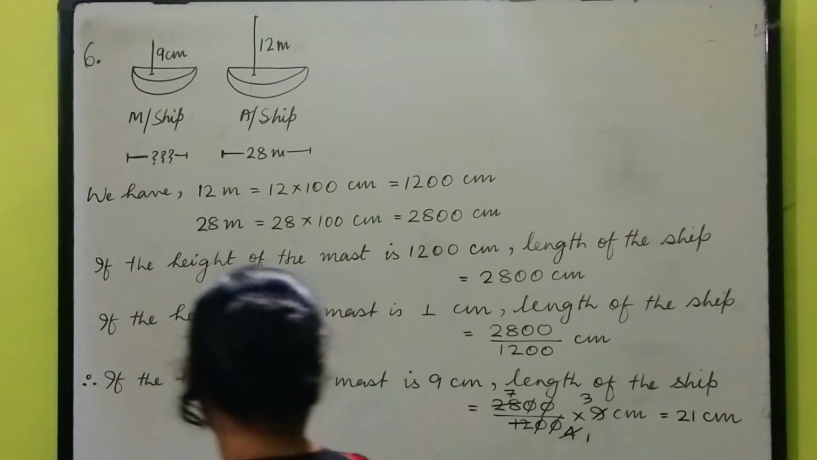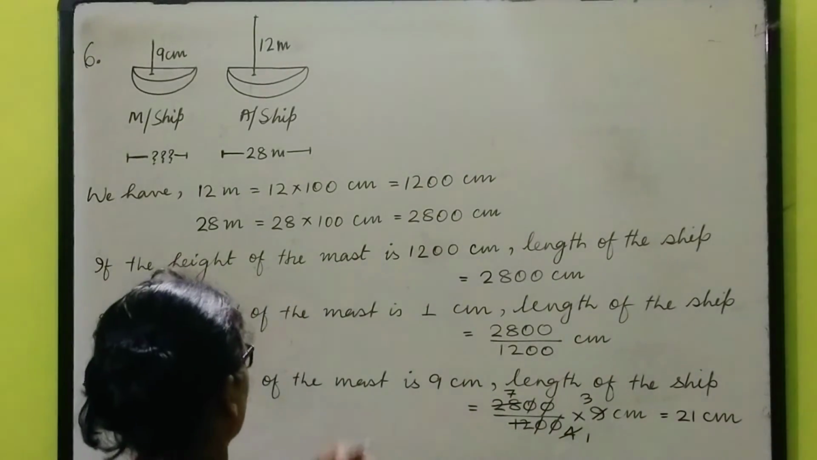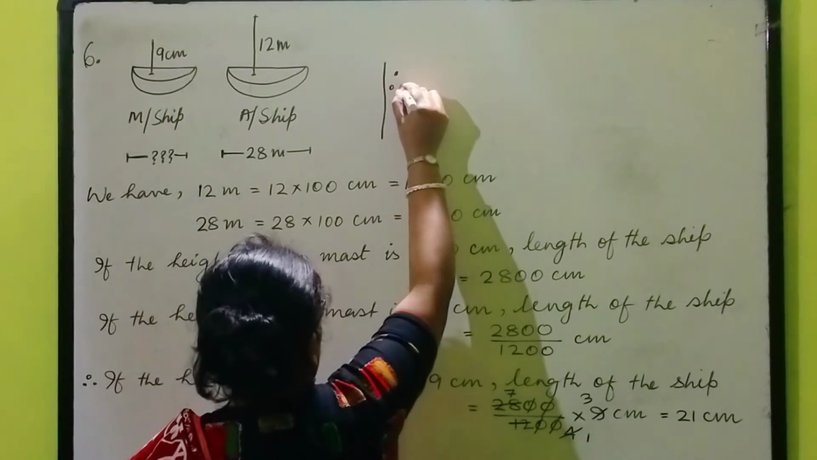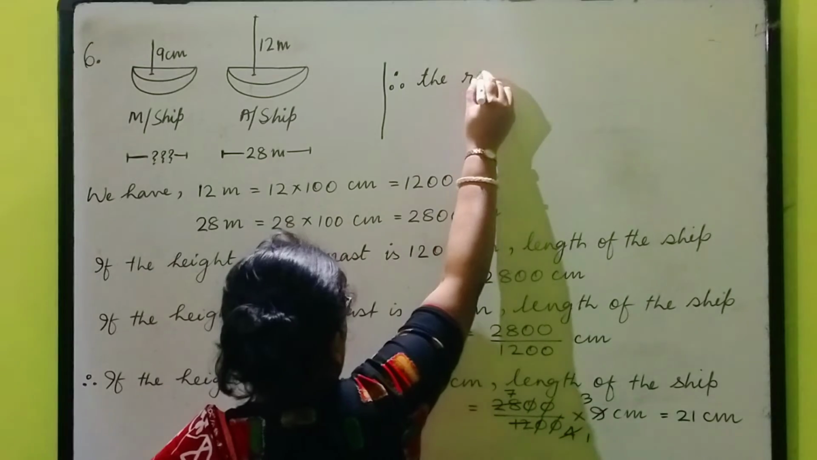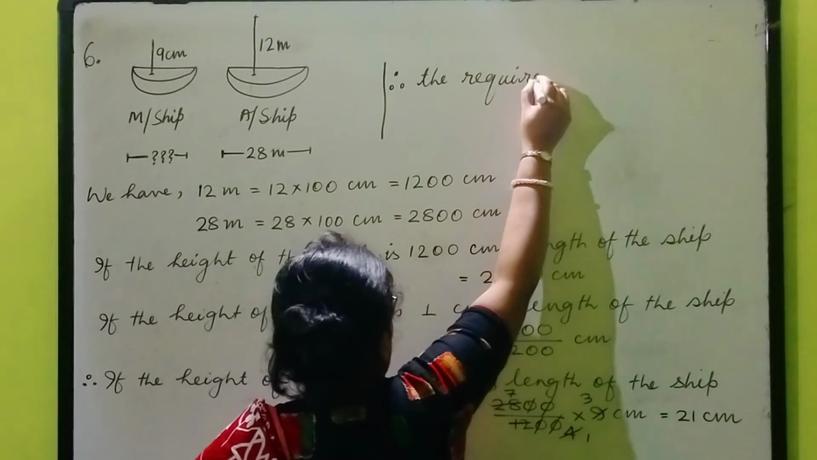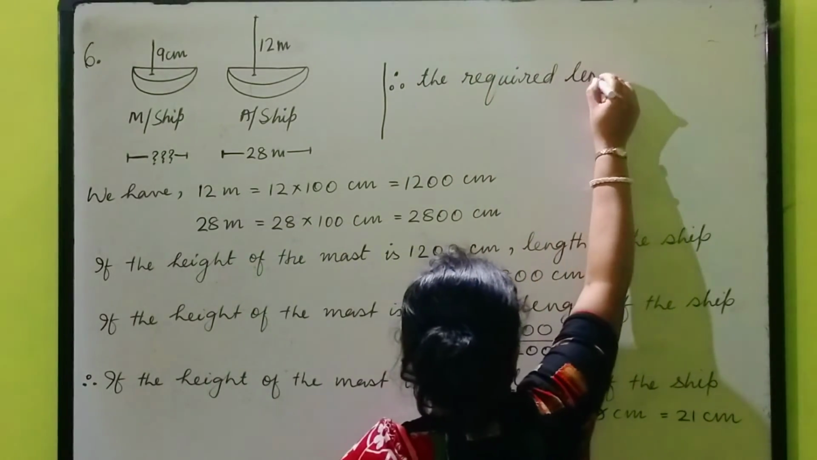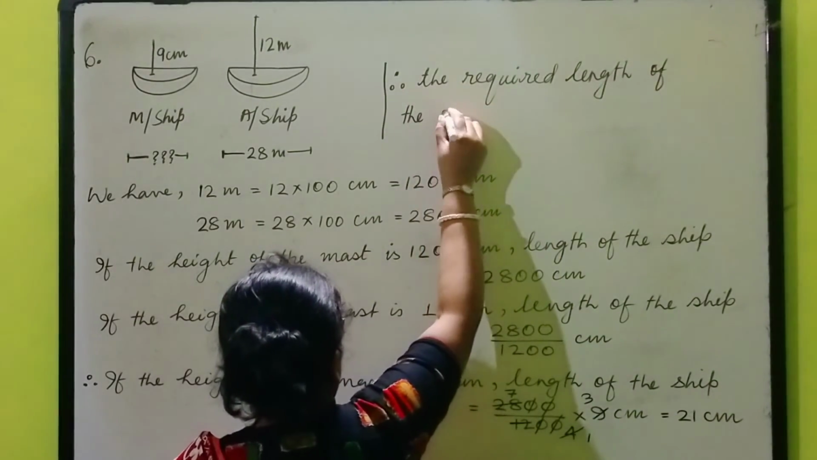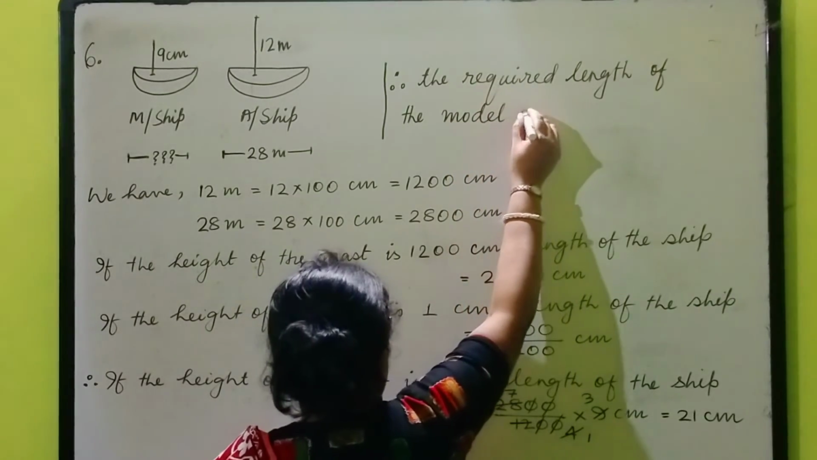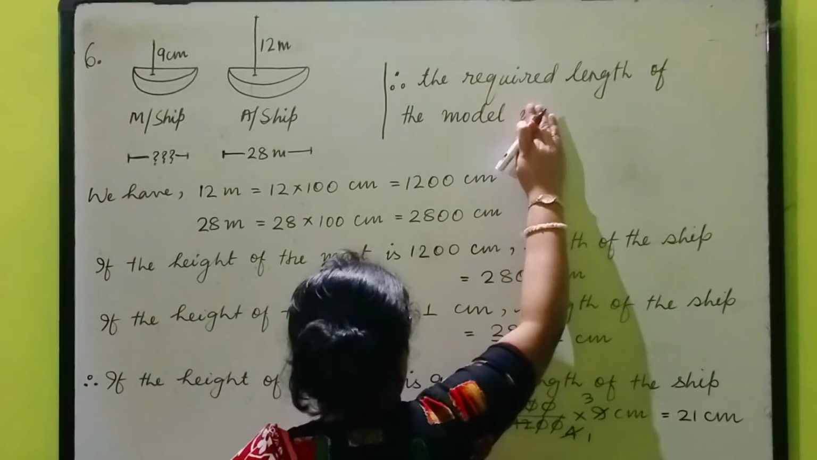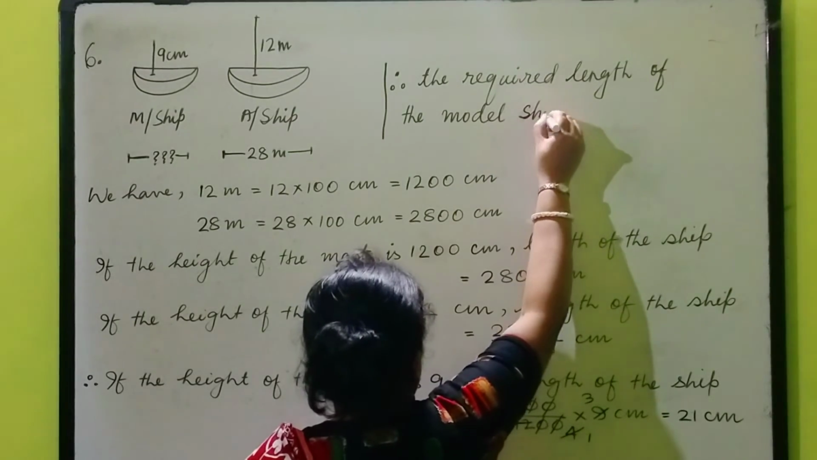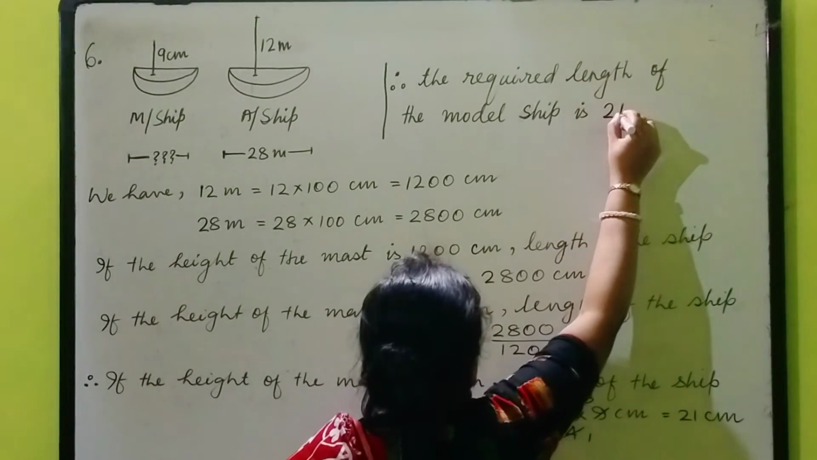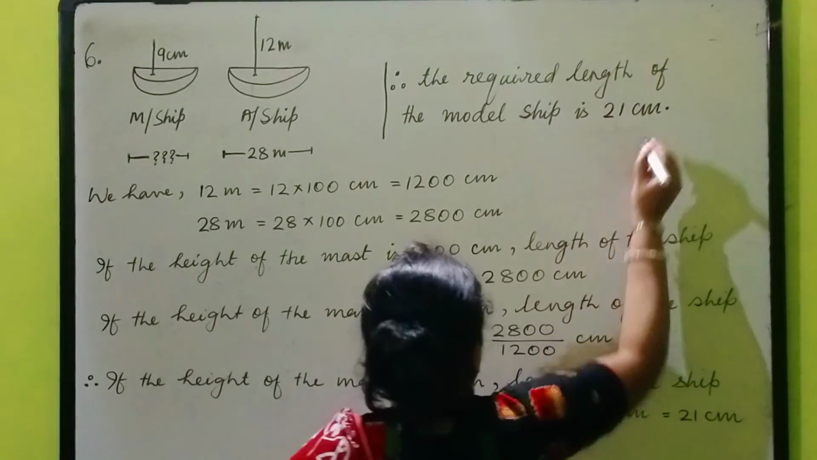Okay. So my dear students, if I write here, it will not be covered in the video. So I am writing the last sentence here. Write it carefully. Therefore, the required length of the model ship, this one you have to find out, model ship is 21 centimeter. This is the last sentence.